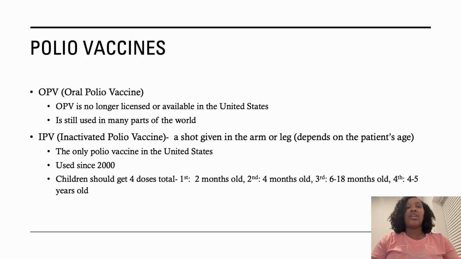IPV is a shot given in the arm or leg, depending on the patient's age. Children should receive 4 doses total: the first at 2 months old, the second at 4 months old, the third at 6 to 18 months old, and the fourth at 4 to 5 years old. IPV is the only polio vaccine in the United States and has been used since the year 2000.